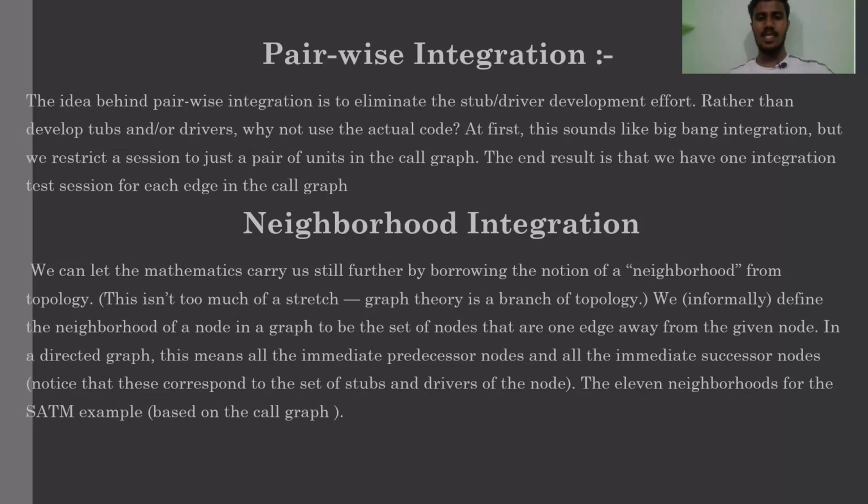So the next one is neighborhood integration. We can let the mathematics carry us still further by borrowing the notion of neighborhood from topology. This isn't too much of a stretch, as graph theory is a branch of topology. We define the neighborhood of a node in a graph to be the set of nodes that are one edge away from the given node. In a directed graph, this means all immediate predecessor nodes and all immediate successor nodes. The 11 neighborhood nodes for the SATM example are based on the call graph.